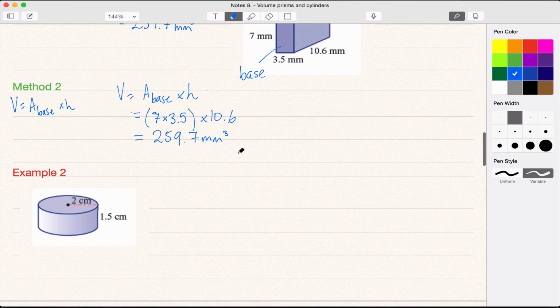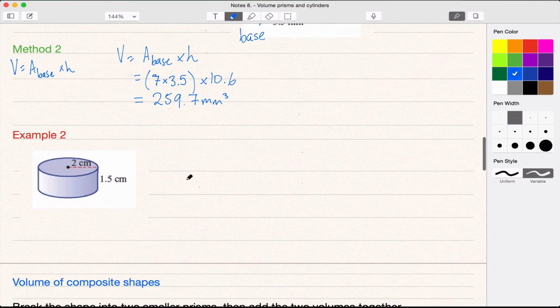Let's try a more difficult one. I've got a cylinder here and we need to try and find the volume, so we can't use our formula we've used in previous years, so we need to use that new formula. First step, write out the formula you're going to use, area of base times height. Second step, substitute the values in. Area of the base is going to be the same as the top, and it's a circle. Our circle area formula is pi r squared. We just leave the times h there.